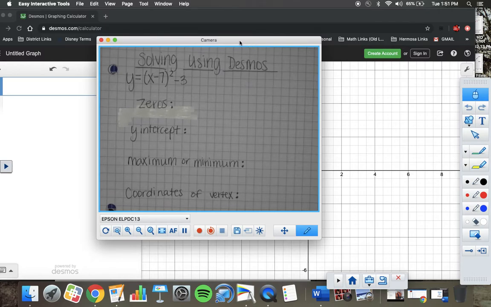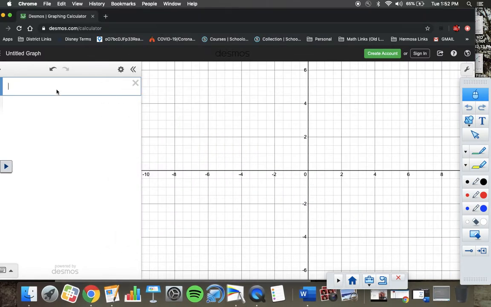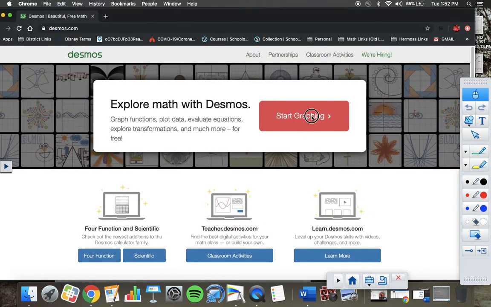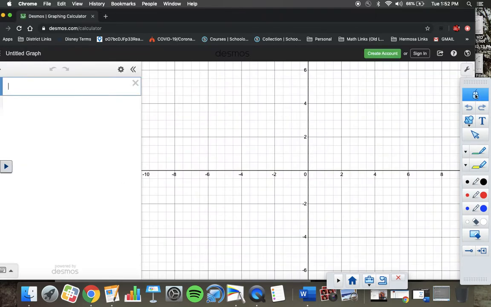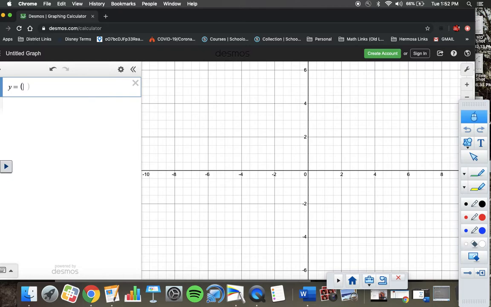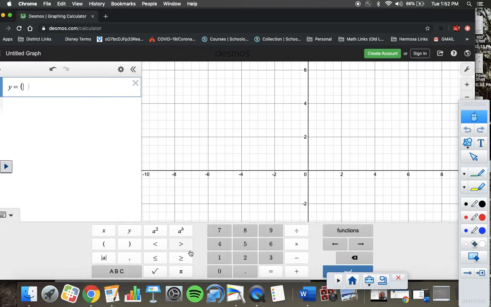So I'm going to minimize that. And I'm going to use that first equation that we used. So I went to desmos.com. When it pops up, it's going to say start graphing, so hit start graphing. Once you've done that, I like to change the settings, but we'll do that in just a second. So we're going to do y equals, then parentheses. Actually, I'll just pull up this keyboard. Parentheses, and then I'm going to hit x on my computer, or you can hit x right here, minus 7, close parentheses, then squared, and then minus 3.